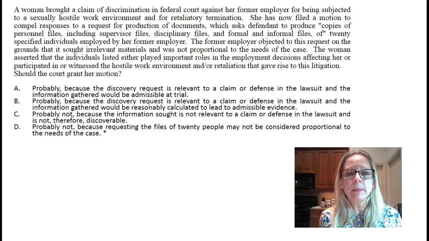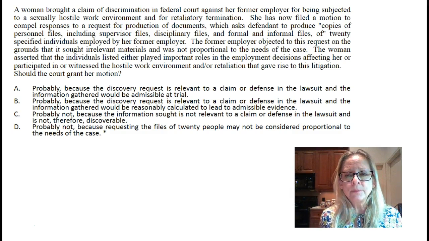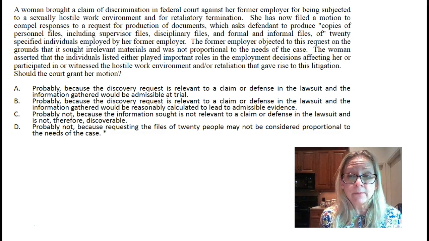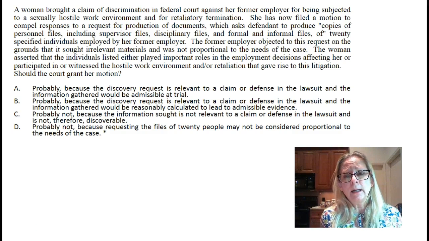C is probably not because the information sought is not relevant to a claim or defense in the lawsuit and is not therefore discoverable. Again, I think it's pretty obvious that the information sought here is relevant to the plaintiff's claims in the lawsuit. And so C is just wrong.